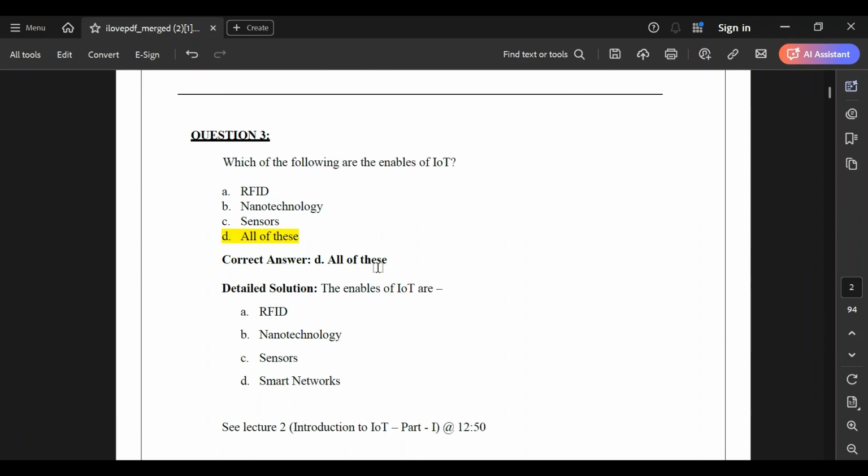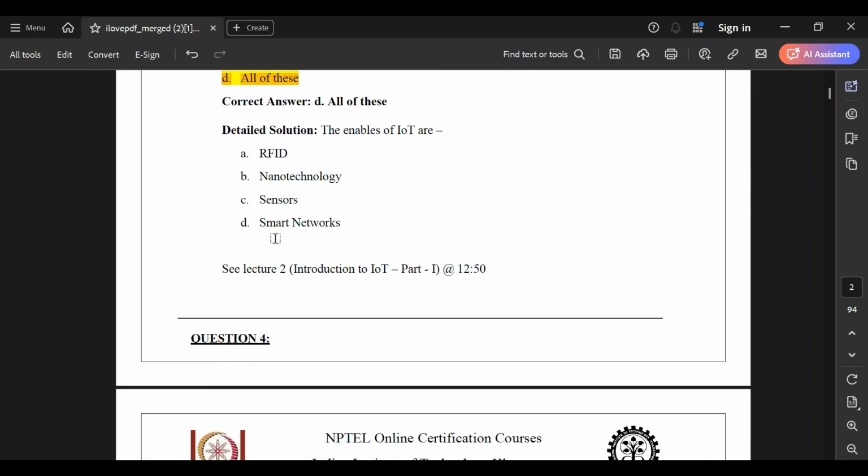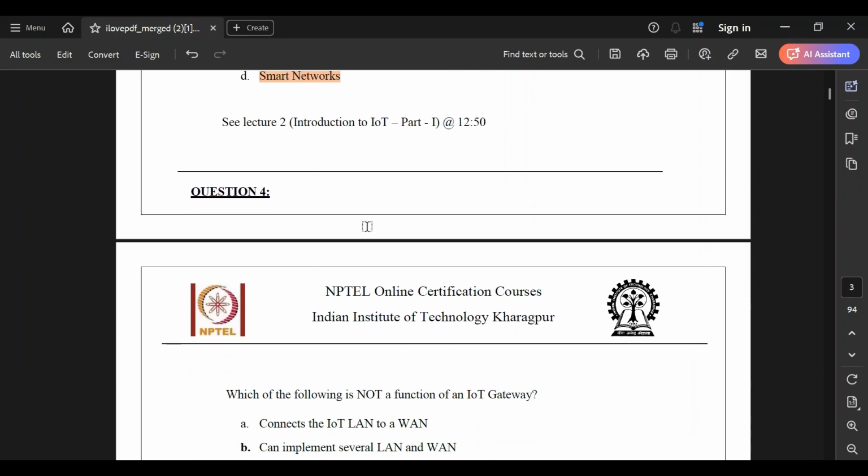Moving to the third question, which of the following are the enablers of IoT? What are the enablers of IoT? You can say RFID is there, nanotechnology is there, sensors are there. So all of these are true, so option D is correct. You can see smart networks are also there. You can read the detailed solutions here also.